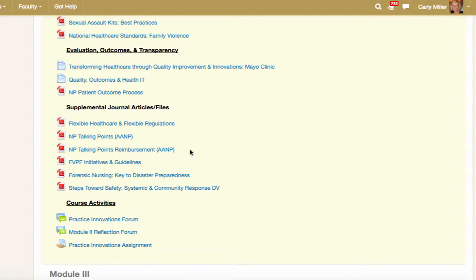These I just added two as well, because these might help get you thinking about different innovations. This is from the Family Violence Prevention Fund. It's in initiatives and guidelines. So they're just good areas to kind of look at. This was a good article too, disaster preparation, community response to domestic violence. Like I said, you can use these just to kind of give you different ideas about areas that you're interested in, potentially for your assignment.